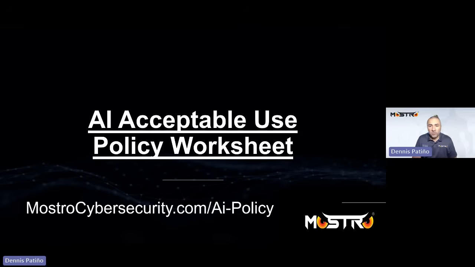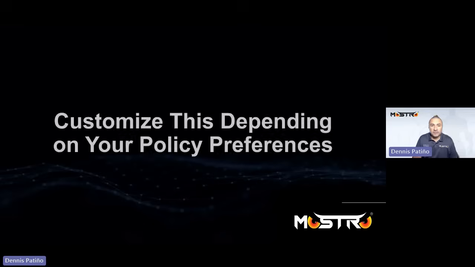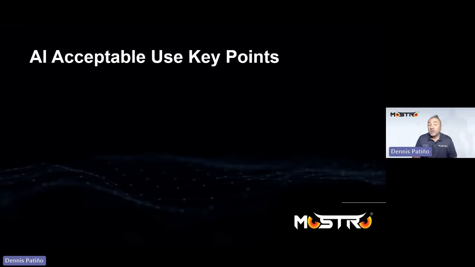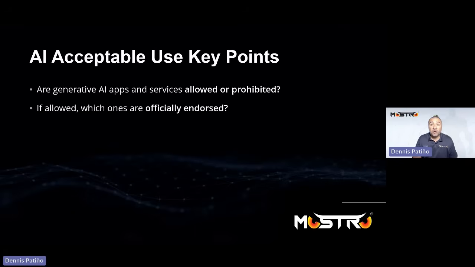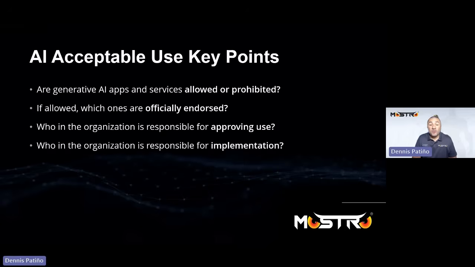And the goal is you want everyone to be able to acknowledge that, and that way you have some form of compliance. So this is kind of a little bit what it looks like. You can customize this policy to your organization's specific preferences. Some of the key points to consider are: are generative AI apps and services allowed, or are they prohibited? If allowed, which ones are officially endorsed? Who is responsible for approving this use? Who is responsible for the implementation? And what is considered acceptable or unacceptable use? These are all the questions you should be asking yourself when creating this policy, right?